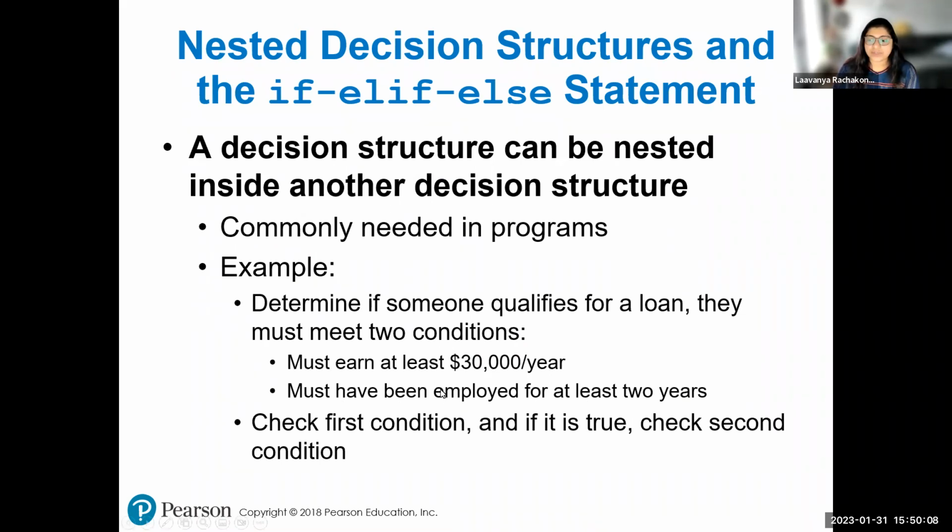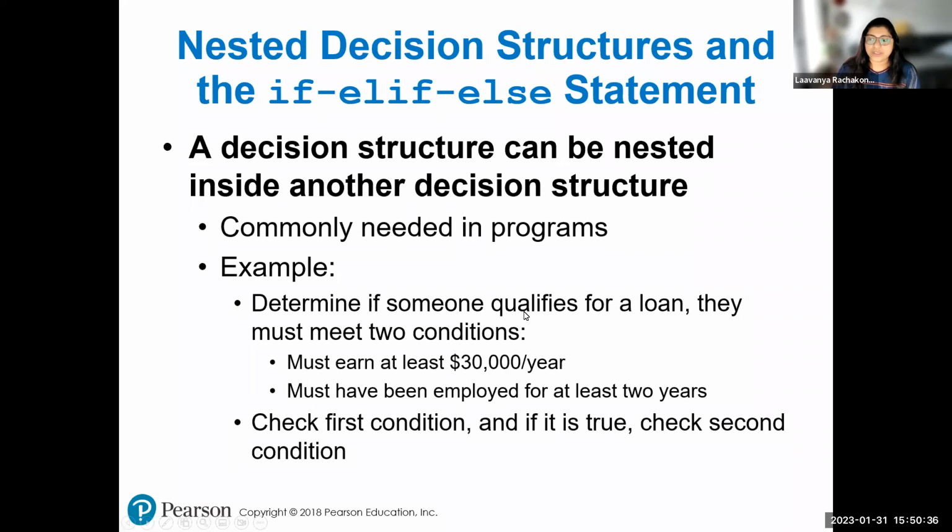So the statement when we are using the and operator can be: if salary is greater than or equal to 30,000 and years is greater than or equal to 2 colon, next line print you are qualified for the loan. Next, else colon, you are not qualified for the loan. That can be a simple structure when you are using the logical expression and.